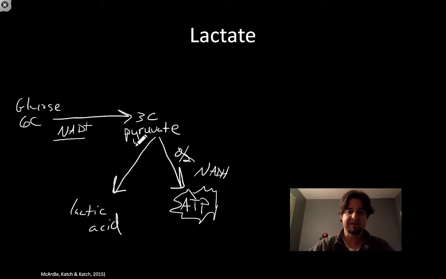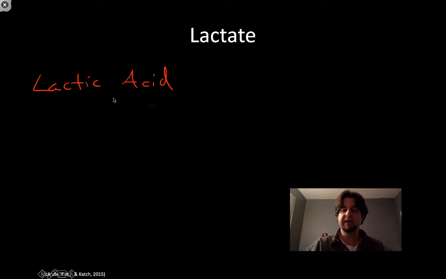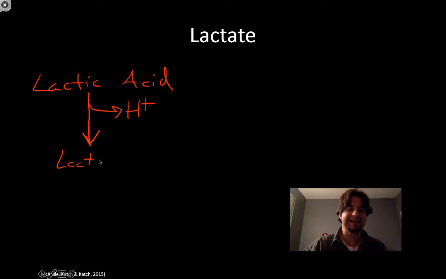So this process right here of pyruvate converting to lactic acid in lactic acid fermentation, the main purpose of that is to take this NADH that's stuck and convert it back to NAD+, so glycolysis can still keep rolling and make ATP when there's no oxygen present. This lactic acid that's made through fermentation doesn't stay as lactic acid very long. As soon as it's made, it's dissociated, which is a fancy term for it loses a hydrogen, the lactic acid part of it does, to become lactate.